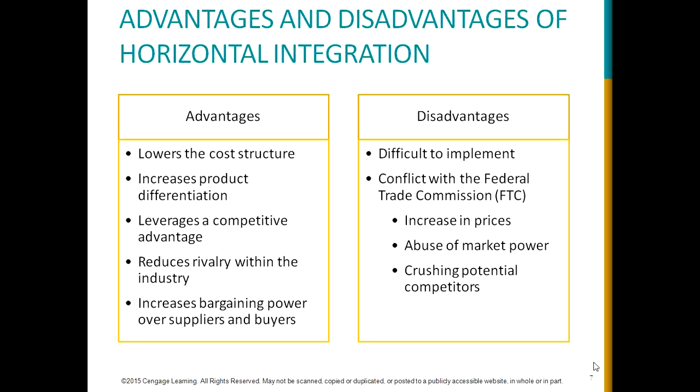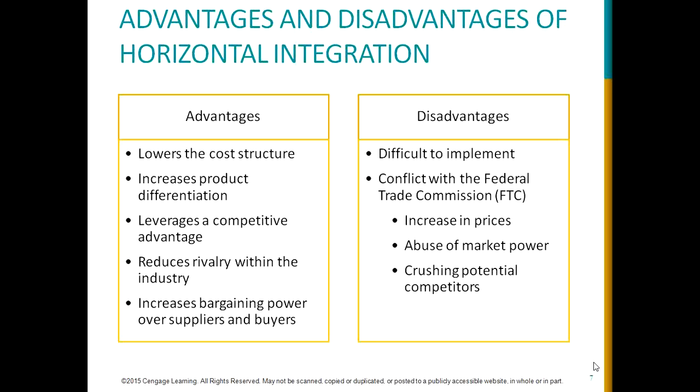Lowers the cost structure, increases product differentiation, and then how it conflicts with the Federal Trade Commission, that is the FTC, if it leverages a competitive advantage and then increases prices, reduces rivalry in the industry, abuse of market power, increase in bargaining power over suppliers, and crushing competitors, that is, potential competitors.